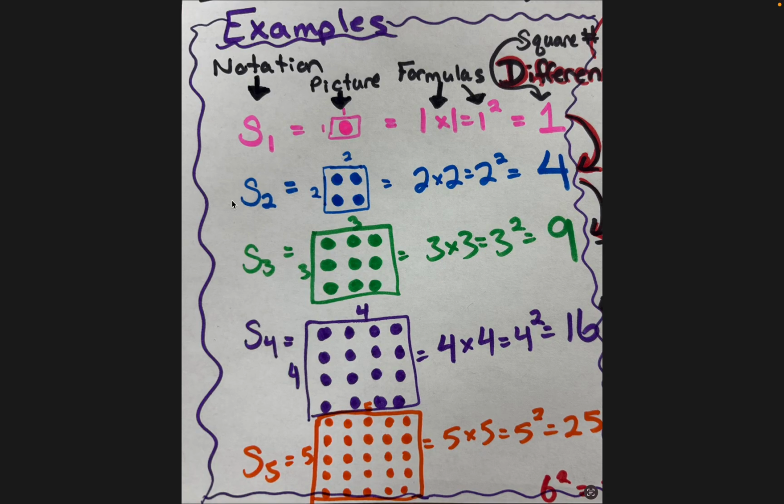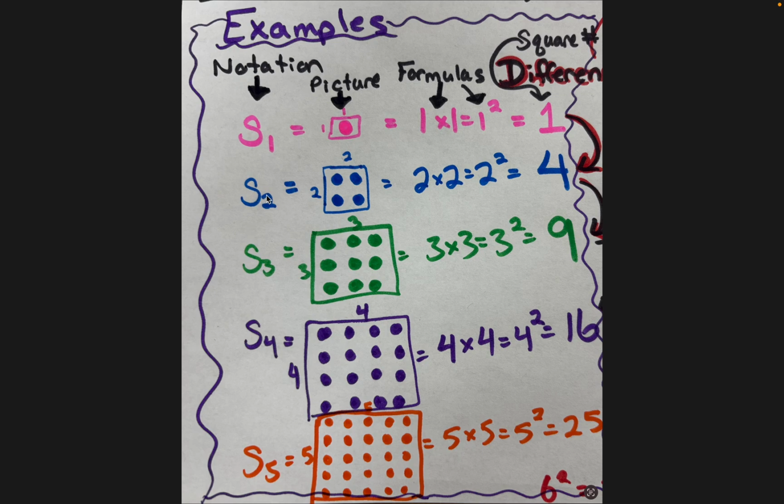We can see some examples of square numbers. And on the left, we have the different notations. I'm using the letter S for square, and I read this as S sub 1. This is the first square number, which is just a single dot. It's 1 dot tall and 1 dot wide, and 1 times 1 is 1 squared, which is 1. So 1 is a square number.